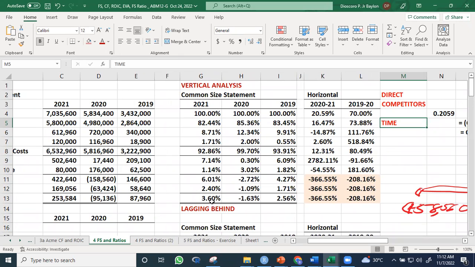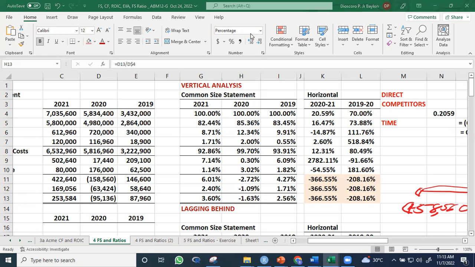So if we see this example, in 2019, the profit margin was 2.56%, and 2020 proved to be a not so good year, where the profit margin dropped to negative 1.63%, which means for every 100 pesos of sales, the company was losing 1.63 pesos of revenues. So mas malaki pa yung gastos kaysa dun sa kita ng company. So this is what these figures tell us, this common size statement.